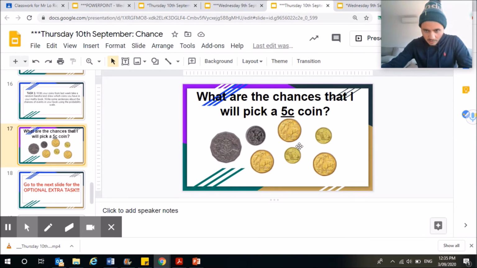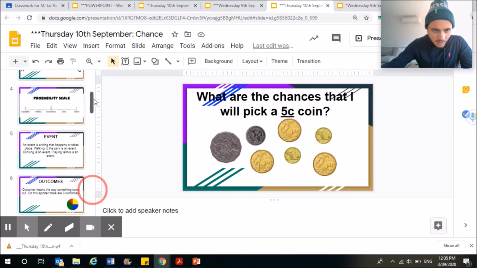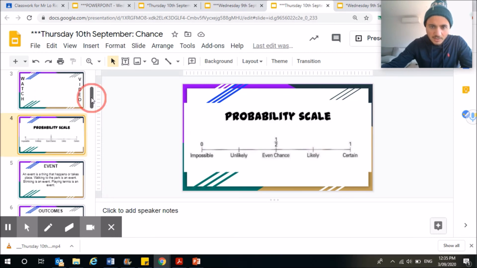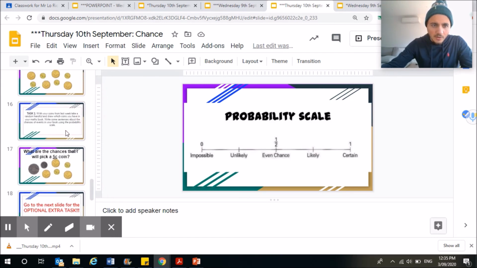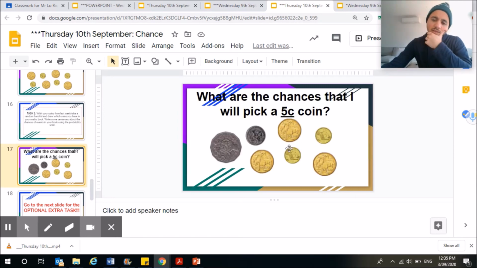All right, so using this group of coins, this was my handful, I'm going to write some sentences about it using the probability scale, which is up here. There's a probability scale. You can always come back to that. All right, so something that I could say about this is that it is unlikely that I will pick out a 5-cent coin if I wasn't looking. Very unlikely, because there's only one 5-cent coin there and the rest of them are not 5 cents. It is also unlikely that I'm going to pick out a 50-cent coin.